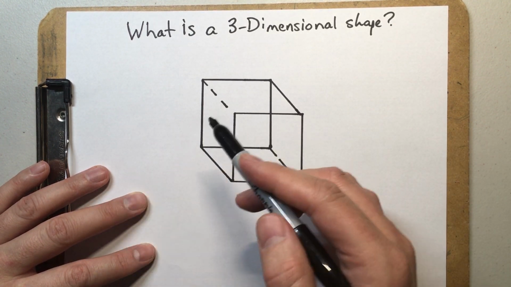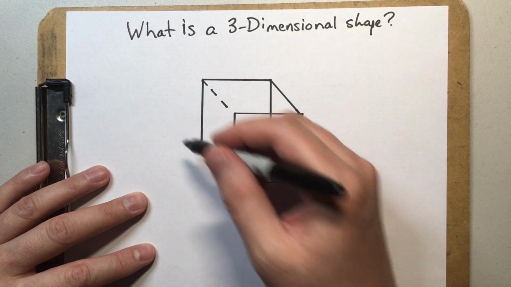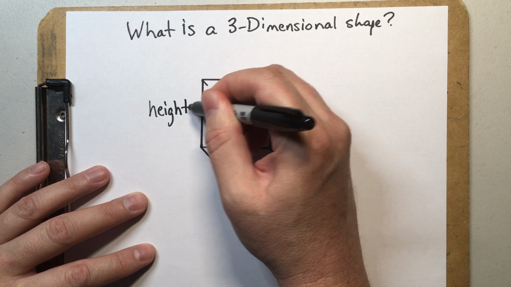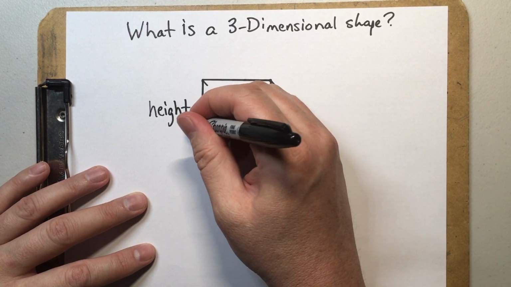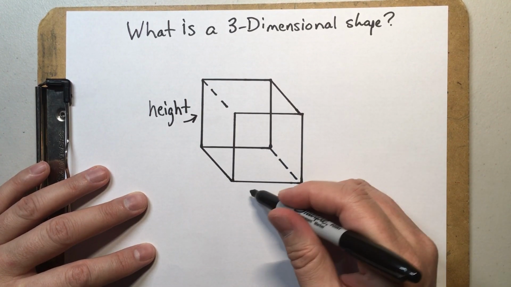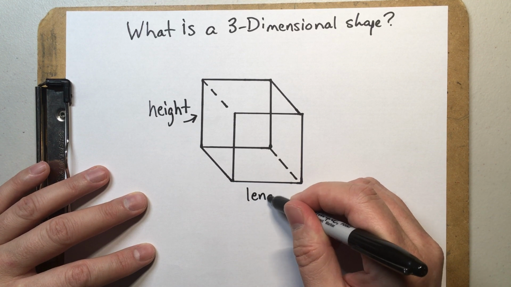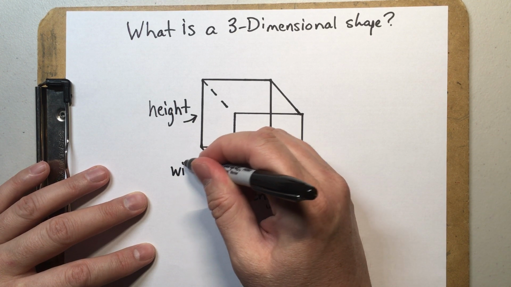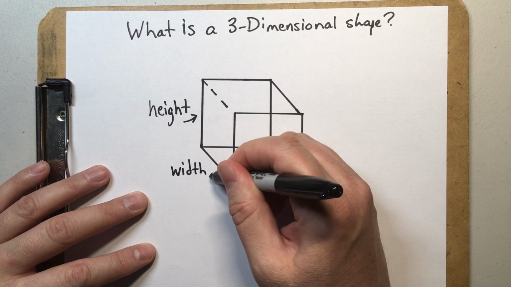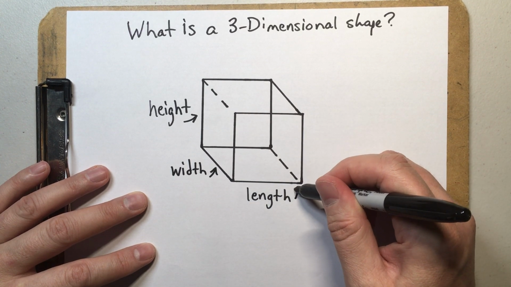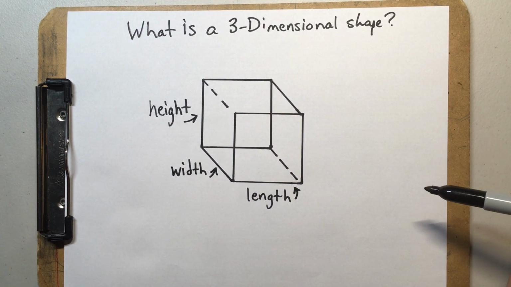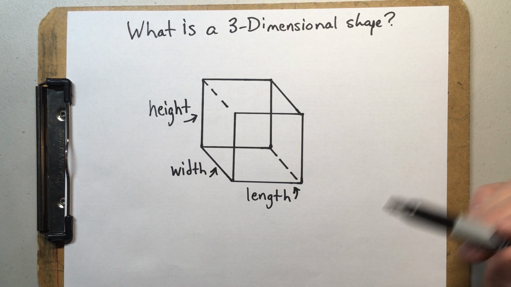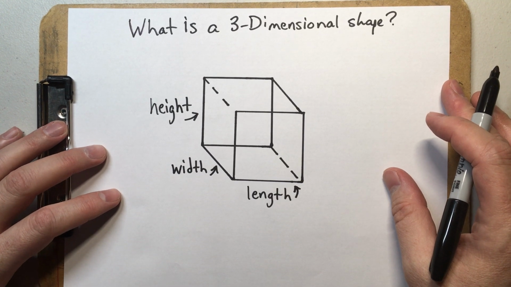Now I'm going to add the third dimension, which is width. So I have my height here. I have my length. And now I have the third dimension, which is width. You can solve for the volume of the cube by multiplying those three dimensions, but we're not going to look at that right now. This is basic so far.